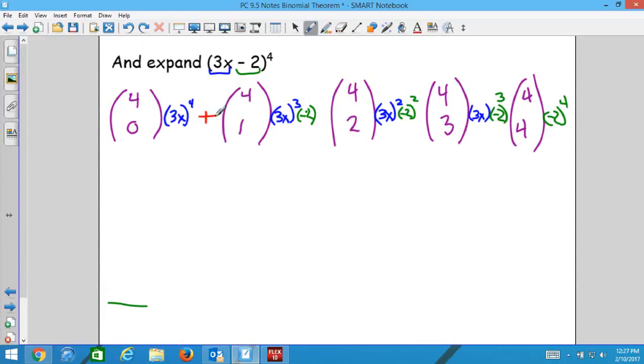What happens when you take a negative number an even amount of times? It becomes positive. If you have a negative number an odd amount of times, it stays negative. So we will have signs that switch every other term. And from there, you simplify it. I'm going to write the answer up, but I'm not actually going all the way through the work.